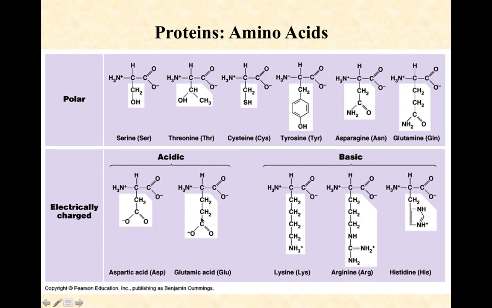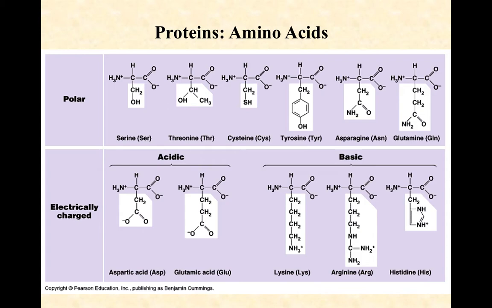So you can see aspartic acid and glutamic acid. Then we've got lysine, arginine, and histidine that all have these charges associated with them because of the amino groups. These guys will also want to interact with water, but they may also want to interact with each other because there's a potential for ionic bonding between the R groups, and that can become very important.